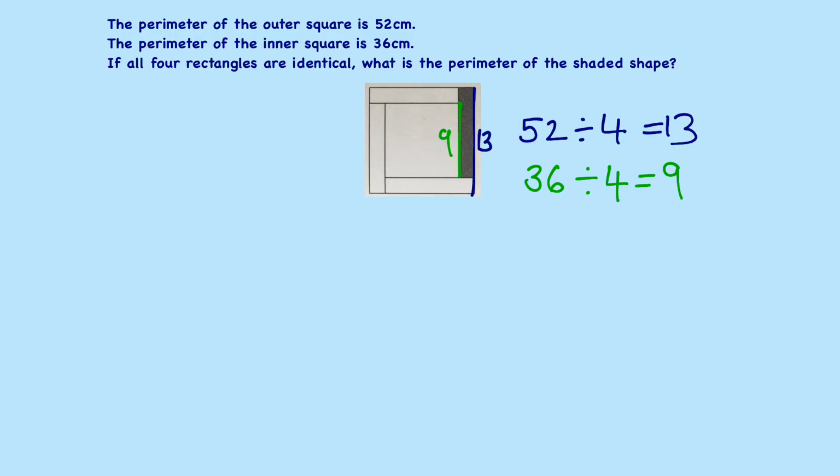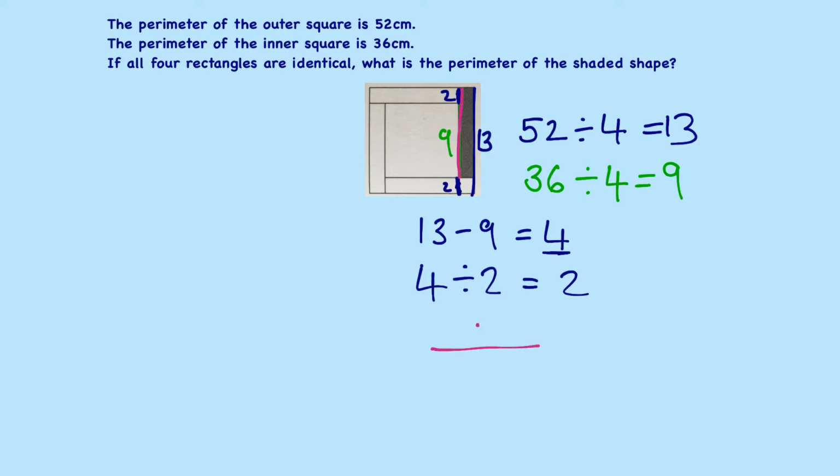And then you could see that the difference between 13 and 9 is 4, which meant that this length here and this length here together were 4. So there are 2 of them, divided by 2, and that means this length here is 2 and this length here is 2. But it was the shaded shape we wanted, which is the 9 and the 2. So we knew that the length of the shaded shape was 11, and then the width of the shaded shape is the same as this one here. So we know that was 2.